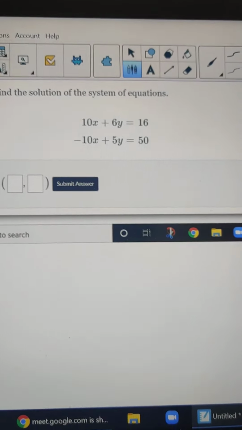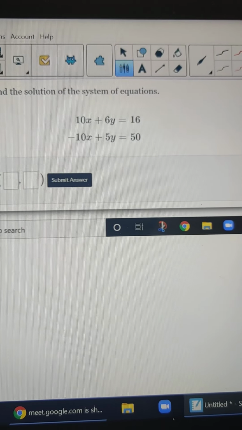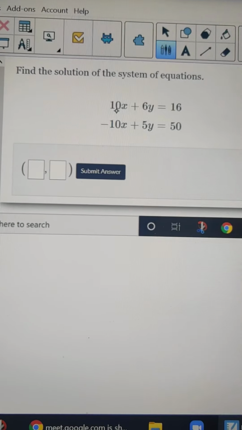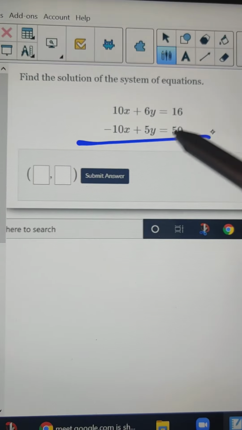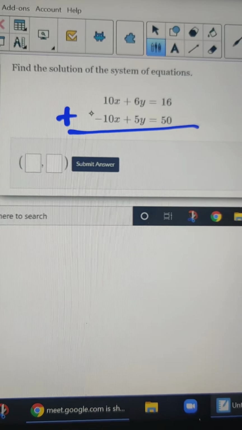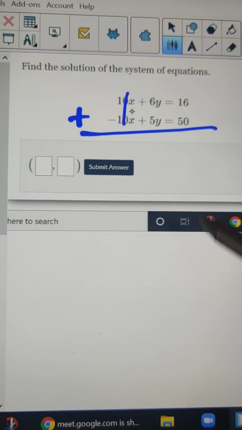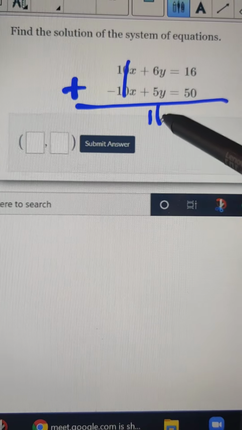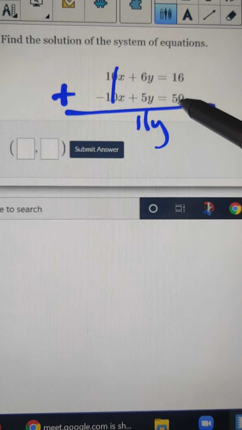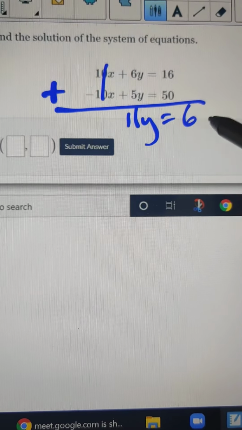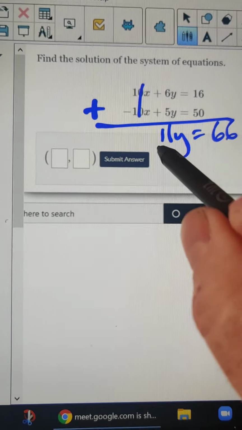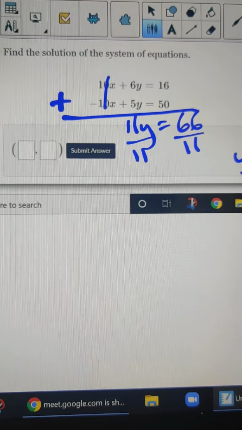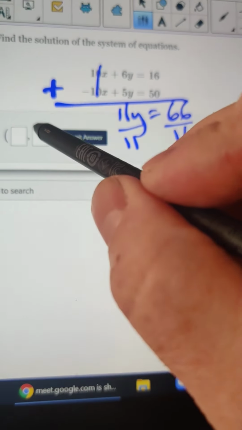So you want to eliminate one variable. This is perfectly set up to eliminate the x's. So I just add the whole equations. All right, so this eliminates and it's gone. That's just 0. 6y plus 5y, 11y. 16 plus 50, 66. And voila, we are down to one variable, and indeed we can just go y equals 6. That's what's going to go here.